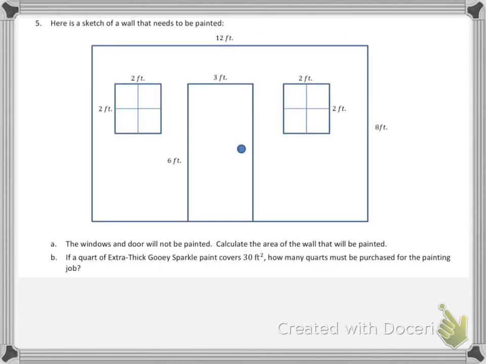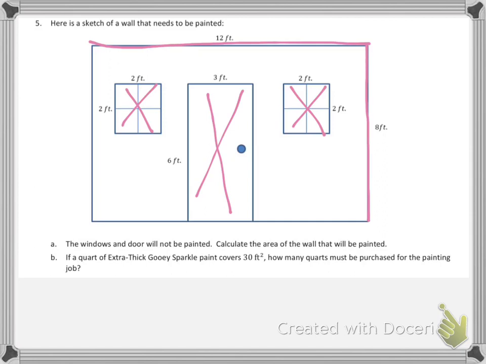That's number 4. Number 5, let's see, we've got a wall that needs to be painted. Obviously, the windows and the door will not be painted, and we have to calculate the area that will be painted. So I'm just going to make myself a note here. I am not painting that, and I'm not painting those windows. So I'm going to find the area of the entire wall, which would be a 12 by 8. 12 times 8 is 96. So I've got 96 square feet so far.